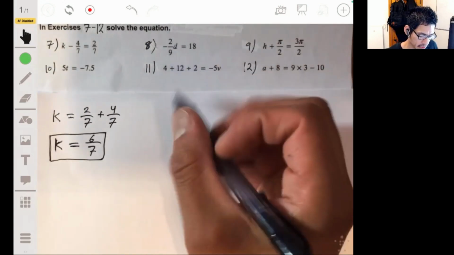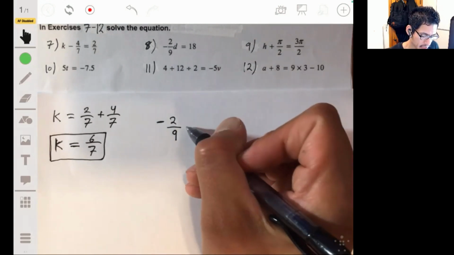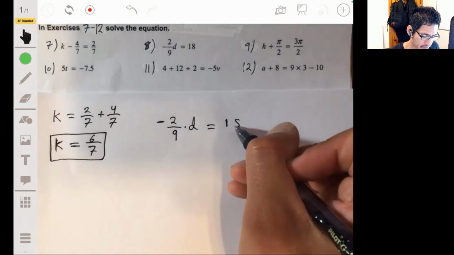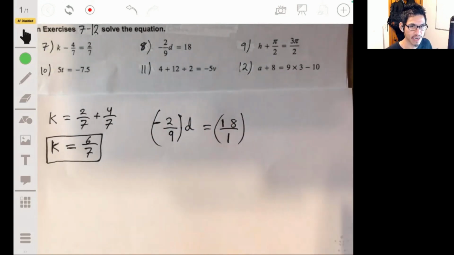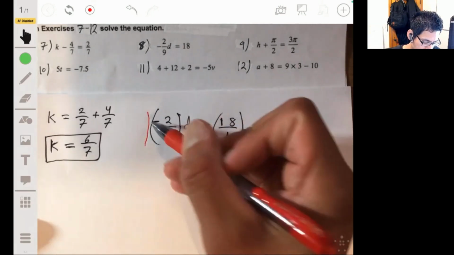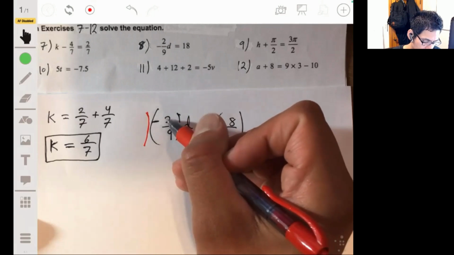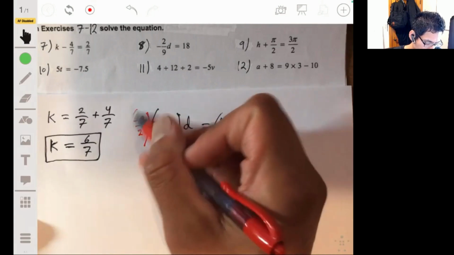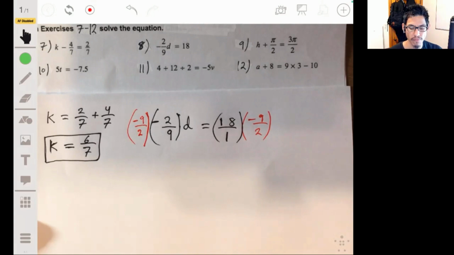Okay, so this is a good one because this is just -2/9 times d equals 18. But again, just think of the 18 as just 18 over 1. And this -2/9 is just a fraction. This is one that usually gets students. So you can actually cancel out this fraction by multiplying by the reciprocal. So just flip this. It would just be like -9/2. Both sides of the equation multiplied by -9/2.